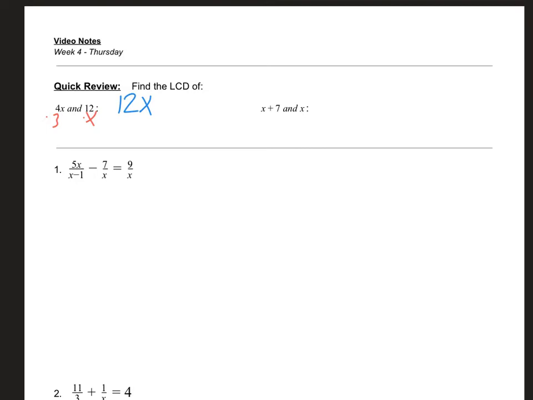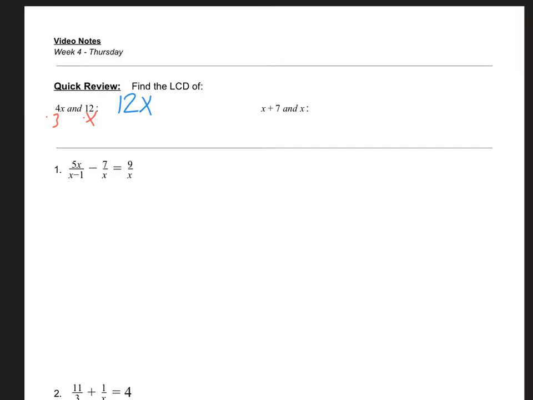So you won't always have to do what we're going to do over here, x plus 7 and x, right? The least common denominator of that, they're not going to be able to multiply to get each other. You can't multiply anything times x to get you x plus 7, and you can't multiply anything times x plus 7 to get you x, right? That just doesn't work that way. So the only way to get this one is to multiply them by each other.